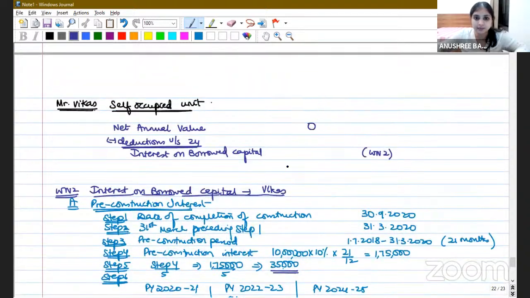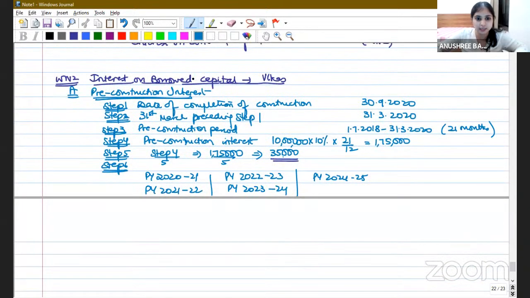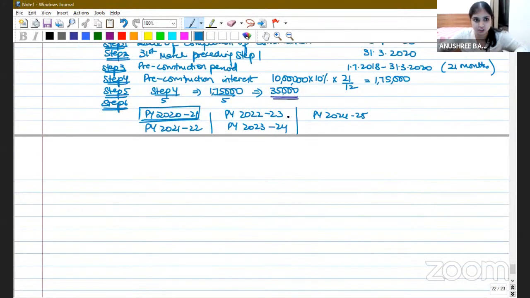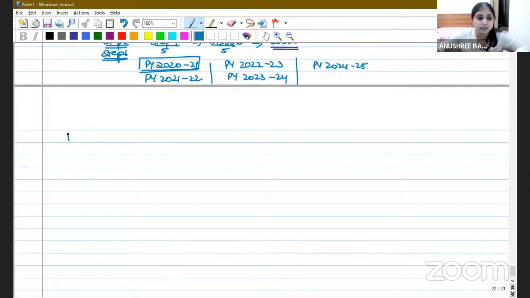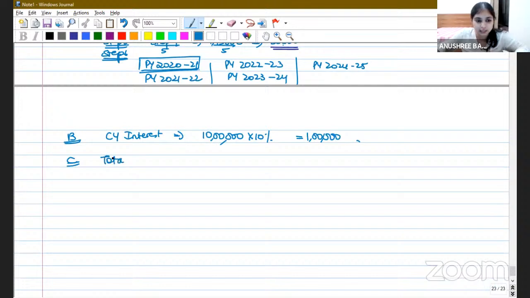And what is our current previous year? Current previous year is 2021, which is within this list. So in my current previous year, I will get pre-construction interest of 35,000. Then point number B. What is our current year interest? Current year entire 10 lakh is outstanding. So 10 lakh into 10%, the entire 1 lakh will be current year's interest. So what is our total interest? Our total interest will be pre-construction interest of 35,000, current year interest of 1 lakh, total 1,35,000.